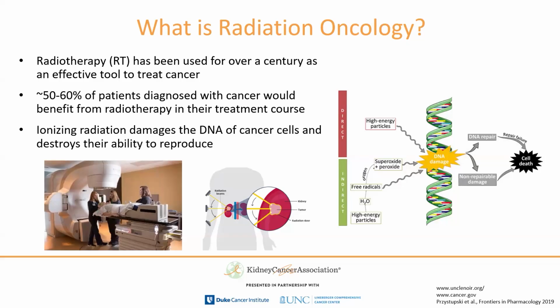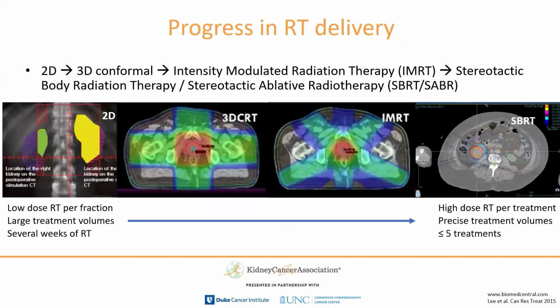Our technology enables us to target the radiation to the tumor, and this ionizing radiation sets off a cascade that damages the DNA of cells and preferentially picks off cancer cells, which have limited ability to repair their DNA compared to normal tissues. All right, so the physical targeting of radiation therapy has come a long way in recent decades, as you can see on this slide.